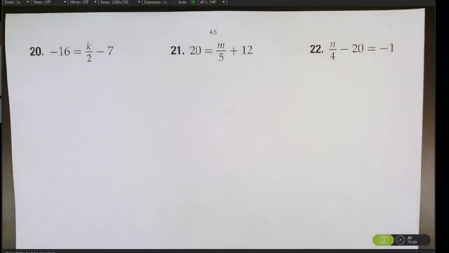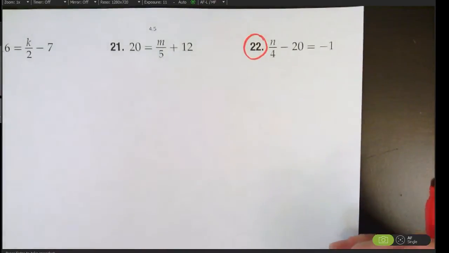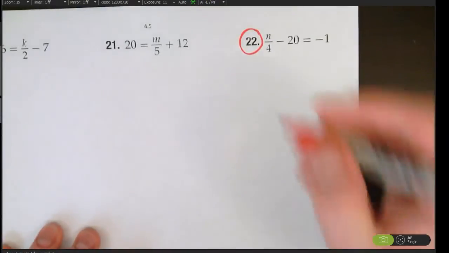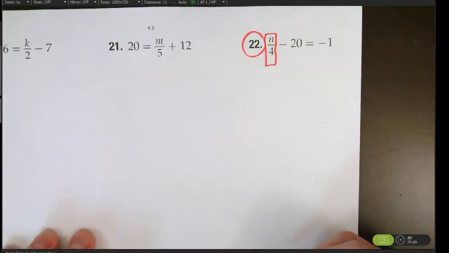All right, so here are just a few examples from section 4.5 to go over with you to help you out. So number 22 is what I'm going to do from this portion here. So n over 4 minus 20 equals -1. So our goal is this: get this part with the variable by itself. That's what we have to worry about doing first.